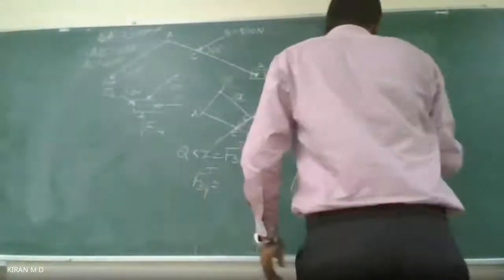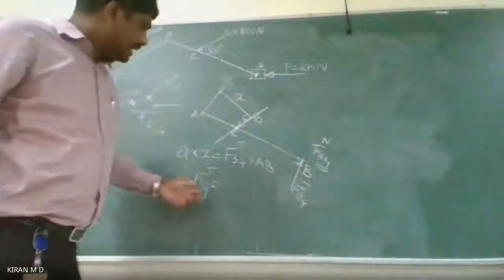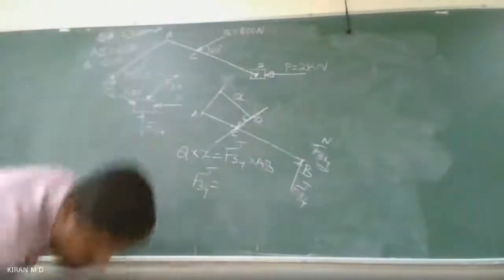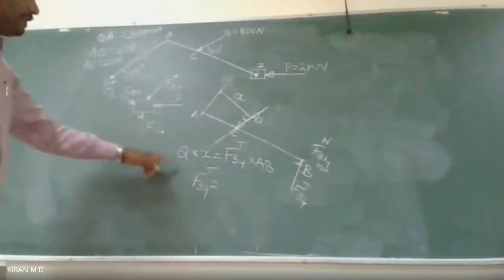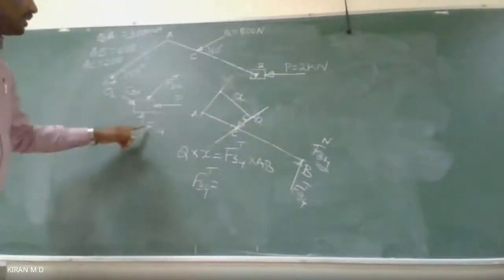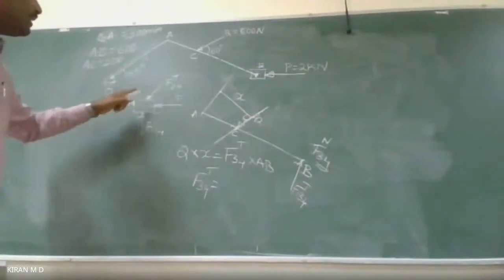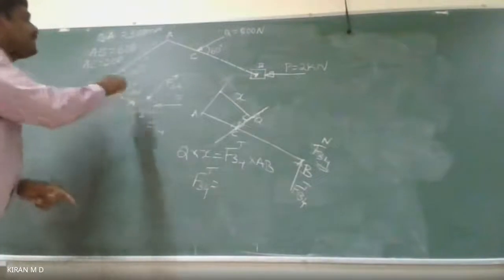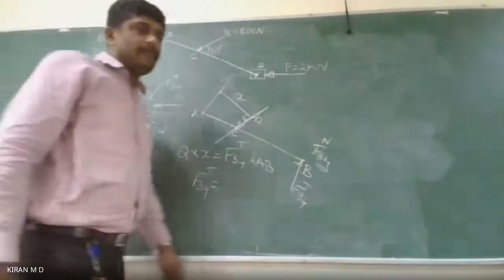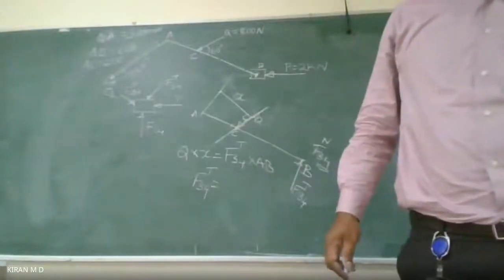Once you got this value, F34T, see here in this figure, you know the P, you know the F34T. By using that, we can find this normal force F34 normal and F14. So we can easily find it.